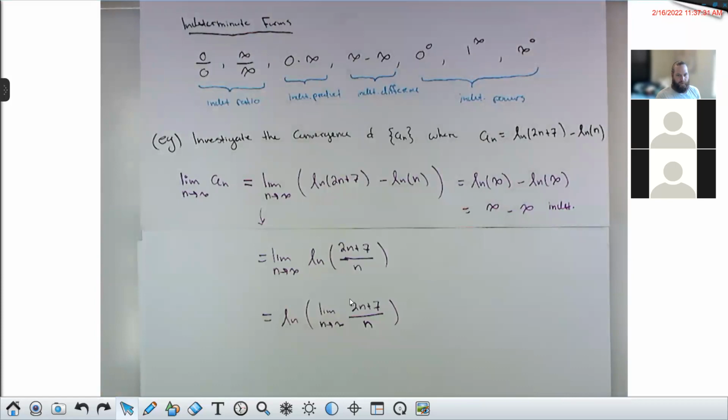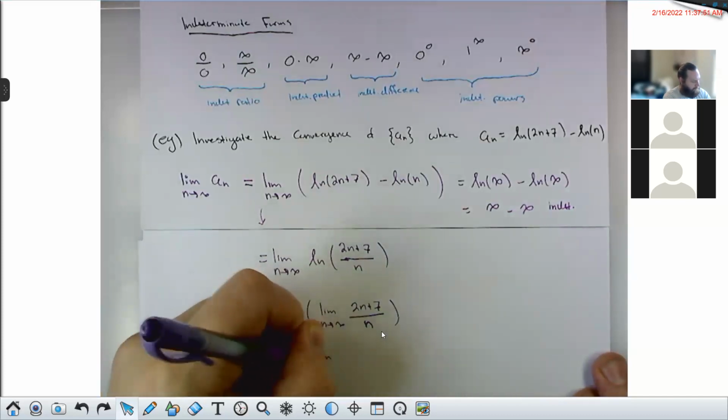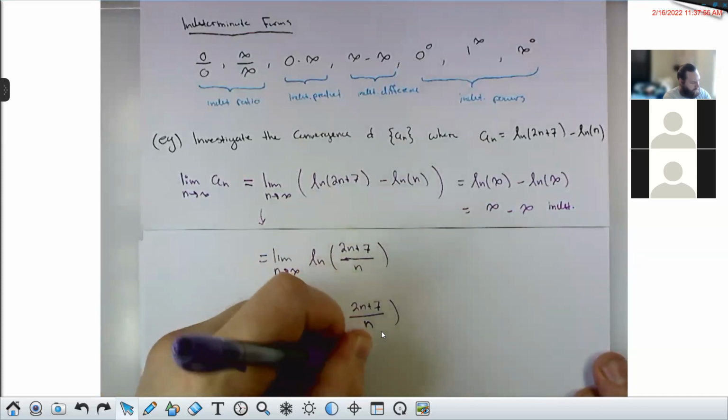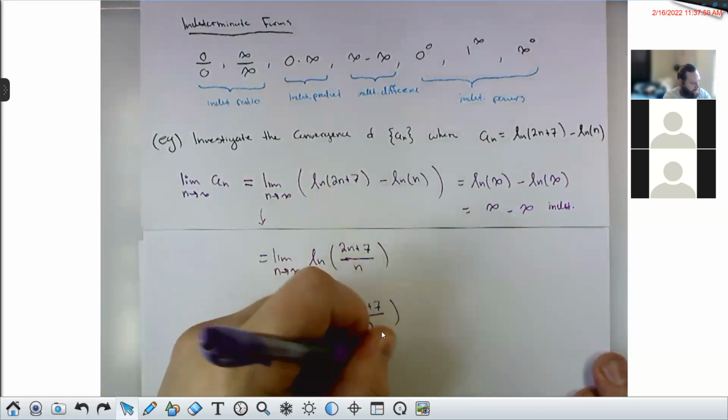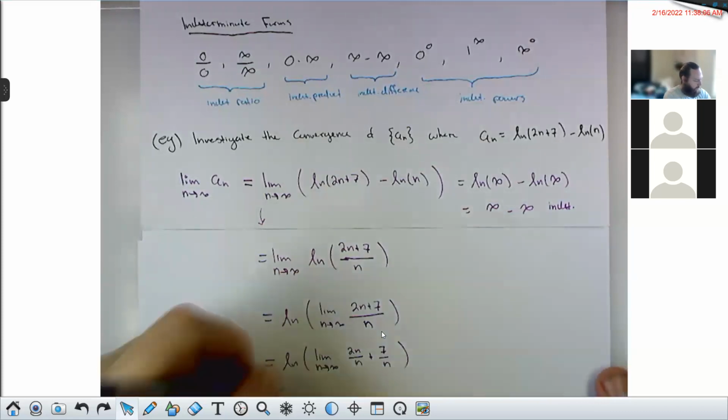And then this 2n plus 7 over n, that is an indeterminate ratio. That's infinity over infinity. So if I wanted to, I could apply L'Hopital's rule in here. But I don't need to. You can split this fraction up as 2n over n plus 7 over n. And then 2n over n is 2.